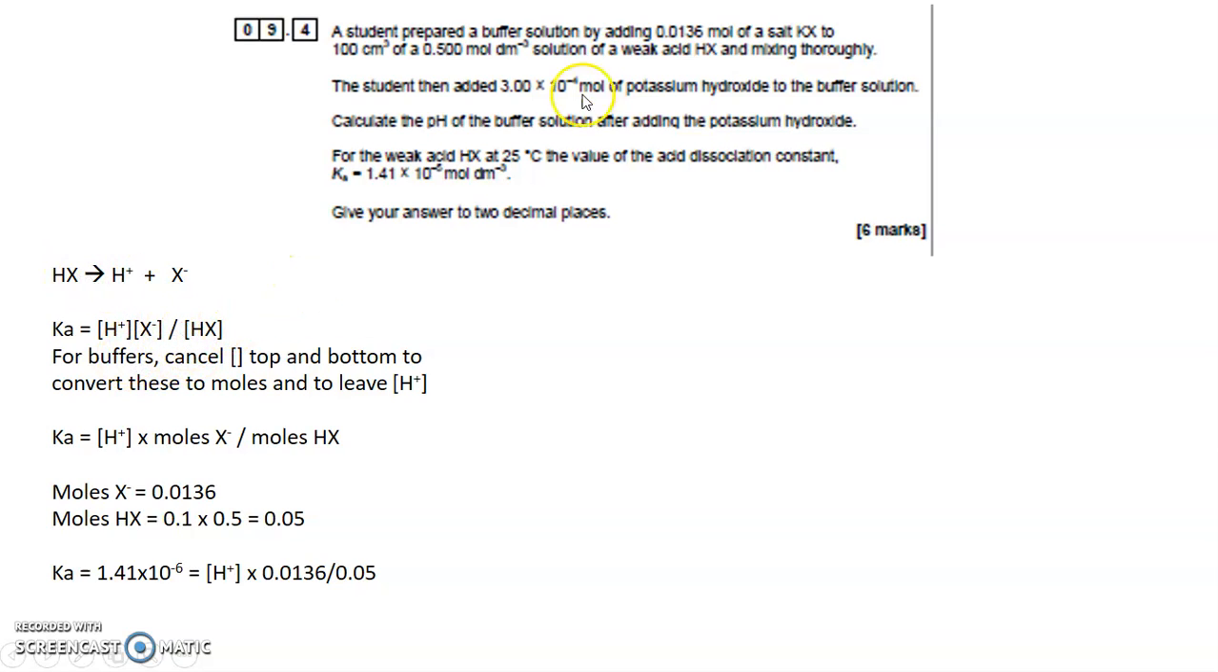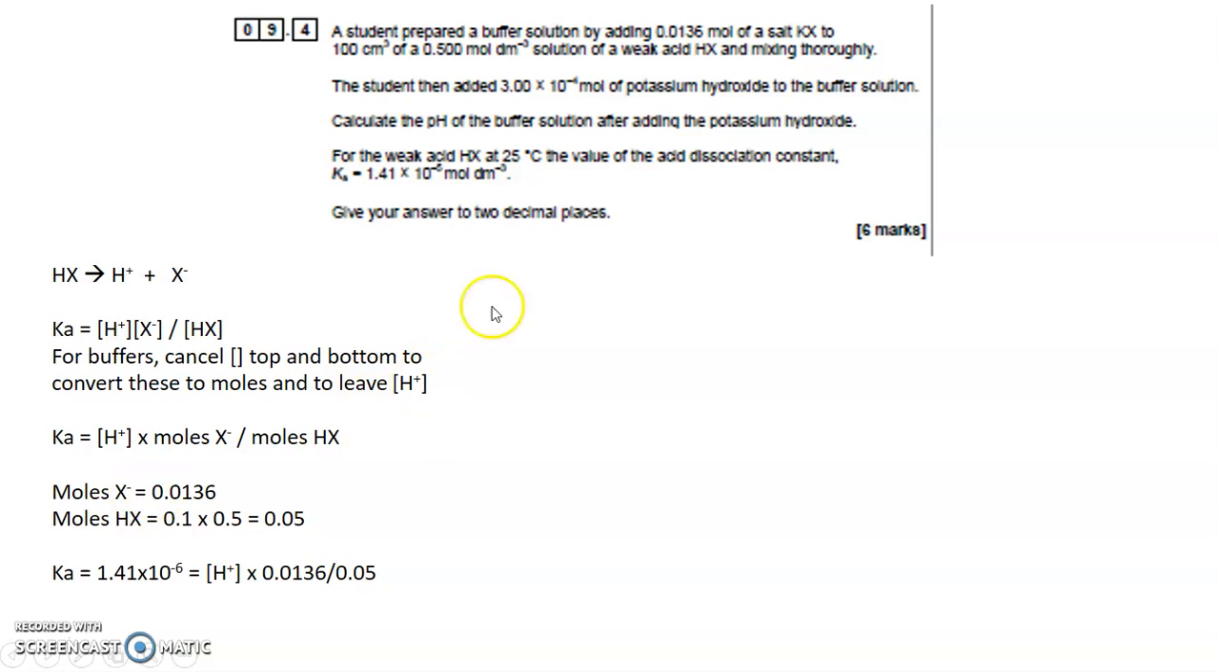Now for buffers, if it says buffer, what you do is you cancel the square brackets above and below and turn those into numbers of moles, and you leave the H+ behind. So Ka equals H+ concentration multiplied by moles of X− and moles of HX. By getting rid of the concentrations, that's just a trick you can do.